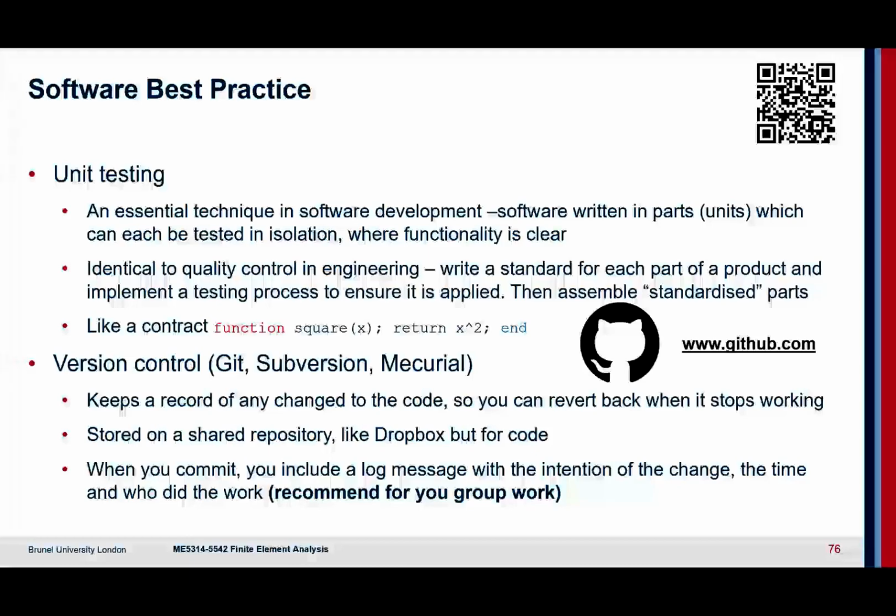And it will give you a log message that tells you why you've made that change, the time, and who did the work. Now, the advantage of that is that when the code stops working, you can go back to the previous version. You can look at what mistakes you've made. It also provides one single source of code that you work on together, and you can also look at the history and see the changes. So it's a bit like Dropbox, but for code, with a complete history of every step and a log message to tell you why you've done that. So I'd recommend it for group work. I'm not going to insist on it just because it's another thing for you guys to learn. But again, if you go to work for any company that uses software, they will be using version control, most likely Git.